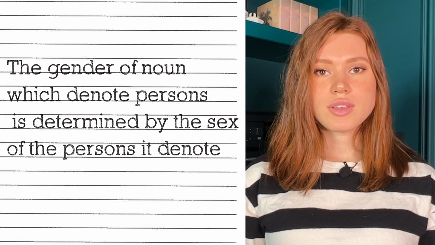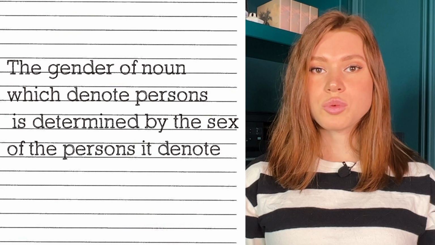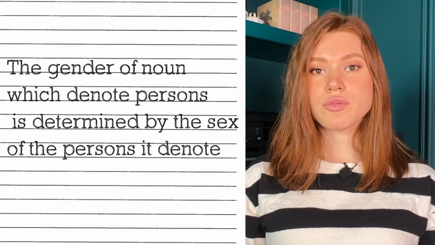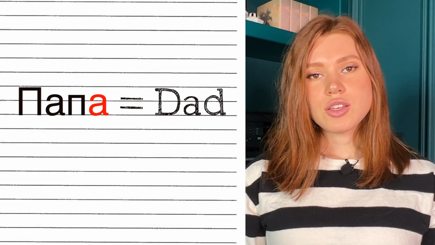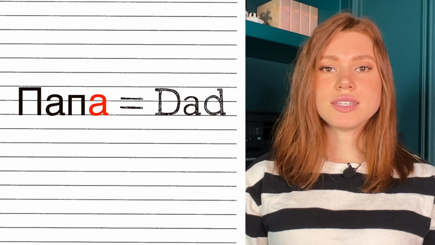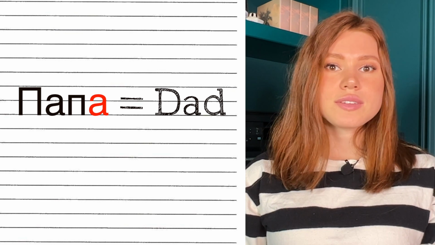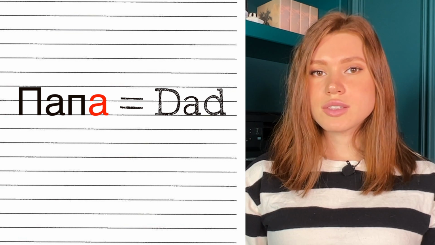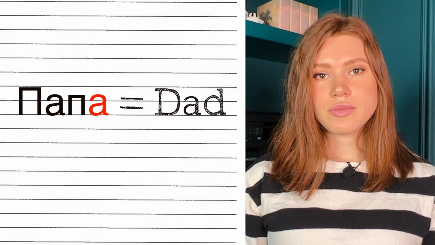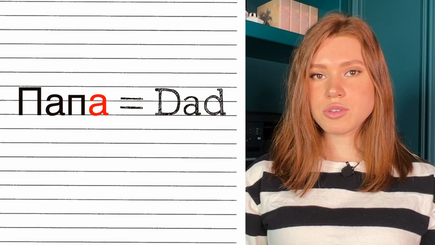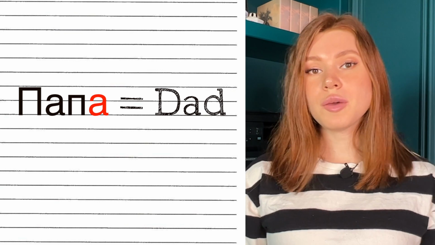The first option and the rule: the gender of the nouns which denote persons is determined by the sex of the persons they denote. So, for example, papa. In English, the meaning is daddy. So, it's a male person, so it's masculine gender. Because of the ending а, it's not about masculine gender, it's about feminine gender.